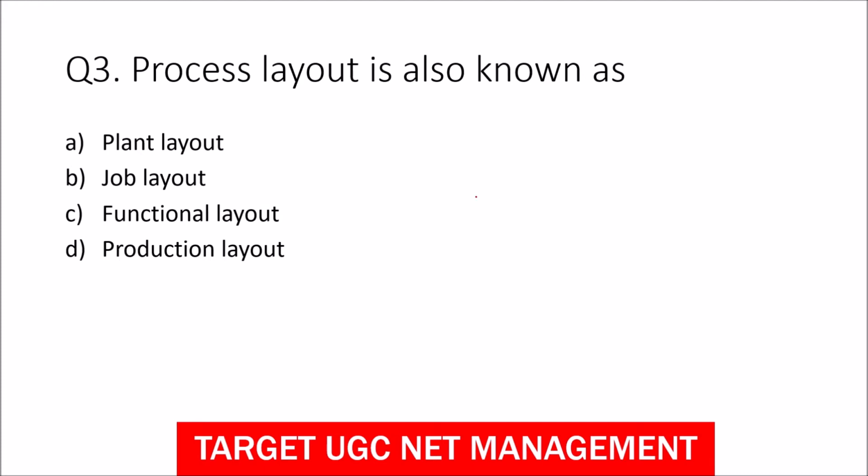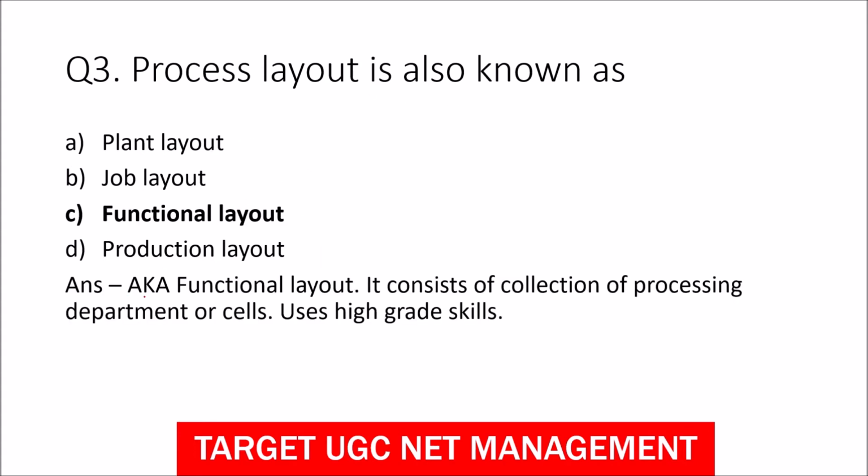So process layout is also known as not the plant layout, not even job layout. It is known as functional layout, okay? And it is not even known as production layout. So the correct answer is process layout is also known as functional layout. It consists of collections of processing departments or cells, and high grade skills are required in process layout. In this, the arrangement of machines is done according to function.